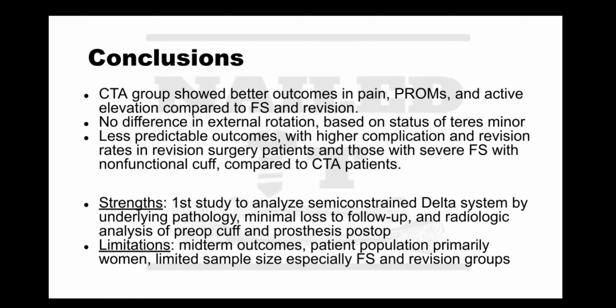However, the limitations, again, it's a 2-year minimum outcomes paper, so it doesn't really report on the long-term outcomes of these prostheses. And then the patient population, again, was primarily women, which was around 80 to 90%. And if you remember, the sample size for the fracture patients was only about 5 compared to 21 in the CTA and 19 in the revision group. Obviously not equal in terms of their sample size, which could have affected the results and interpretation as well.